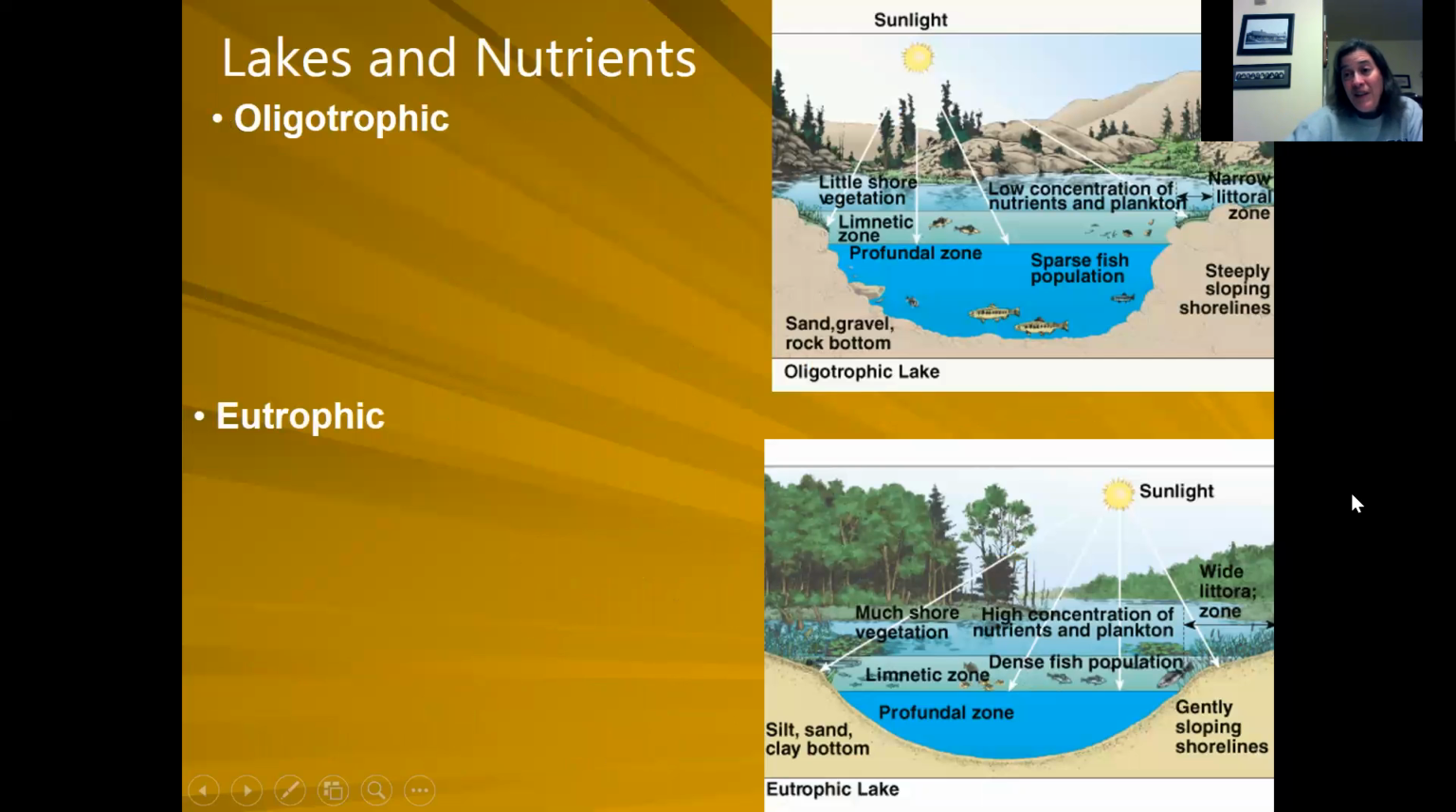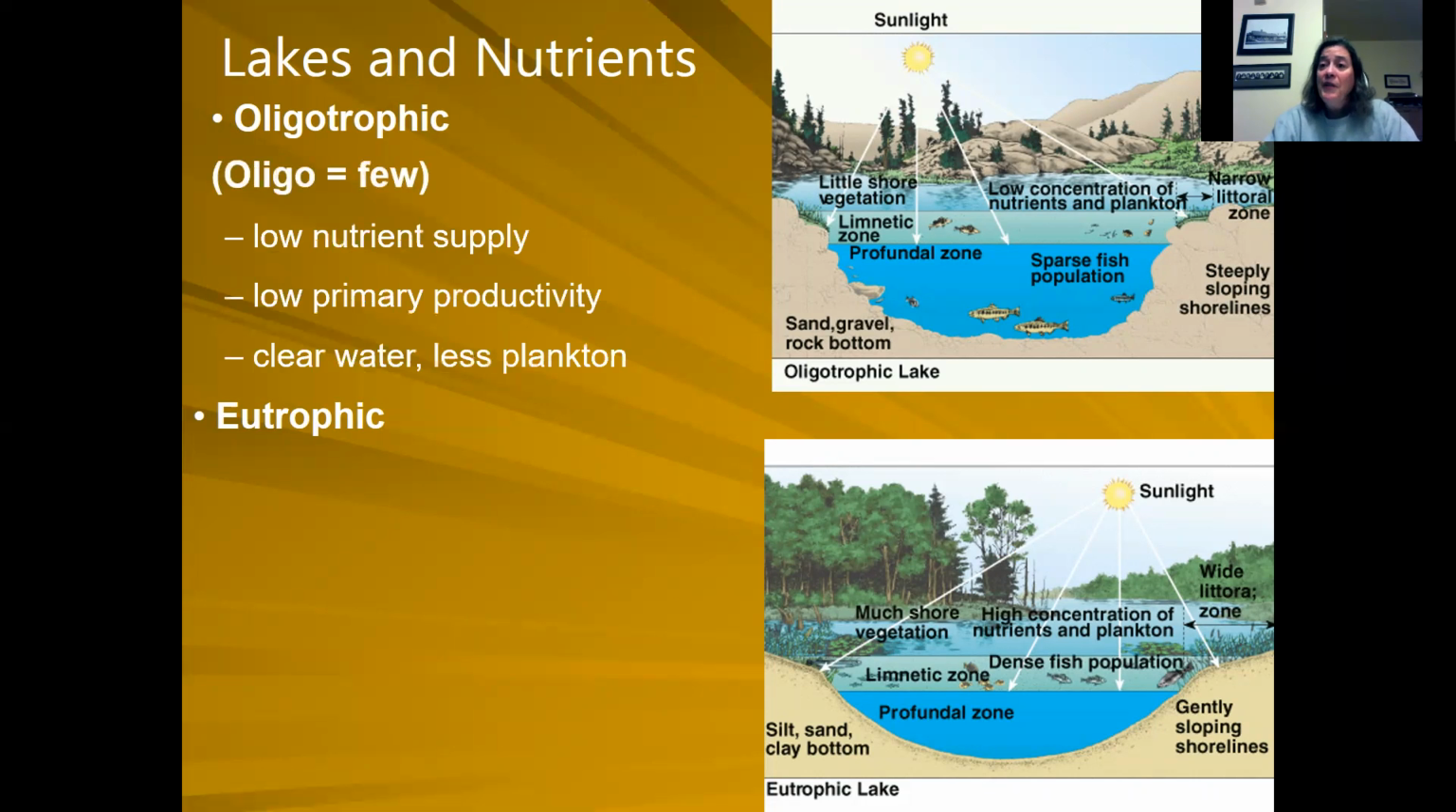The opposite of eutrophic is oligotrophic. So when you think oligotrophic, think nice blue, clear waters, and oligo means few. So what do you have few of? You have a low nutrient supply, so you don't have a huge primary productivity, and so you have clear water, less plankton. And that might seem like, well, then do you have enough stuff for things to live off of? And the answer is yes, because you're not going to deplete your oxygen because of an algae bloom that then all the decomposers go crazy with.